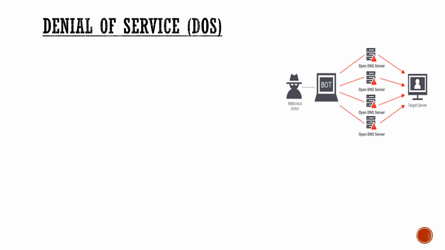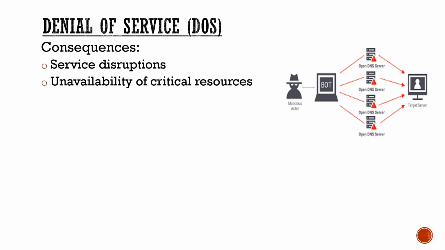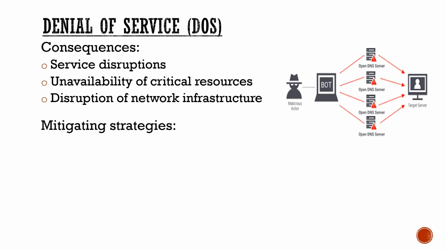The consequences of successful DOS attacks can include service disruptions, leading to financial losses and reputational damage for businesses. Unavailability of critical resources such as websites, email servers, or online services, impacting users' ability to access or utilize them. Disruption of network infrastructure. This affects the communication and connectivity of users and systems. In some cases, DOS attacks may be used as a distraction or smokescreen to conceal other malicious activities such as data breaches or network intrusions.